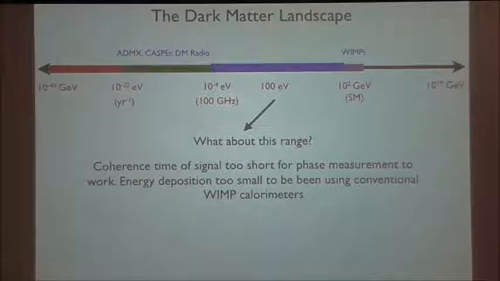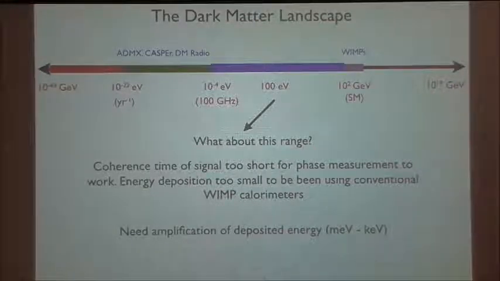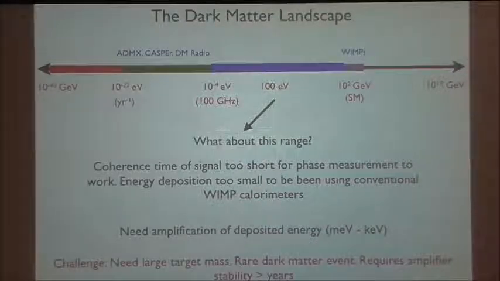One way to think about this might be that maybe you need an amplifier that can amplify the small amount of energy being deposited. That would be a good thing in this story. And the crucial thing, of course, is that you typically need a large target mass. You will try to find dark matter. You have a rare dark matter event, and usually that requires an amplifier that's stable for a long period of time, right? If you build an amplifier for some engineering purpose, and the amplifier is stable for an hour, it's probably good for most real-world applications. But for dark matter, that's not good, right? Because the amplifier will limit your thing.